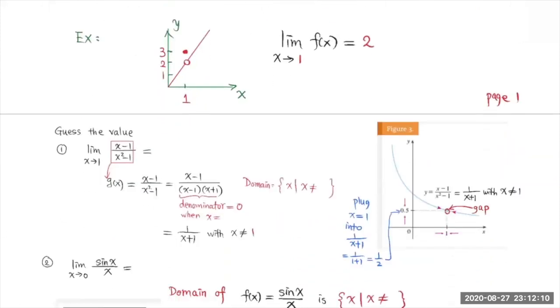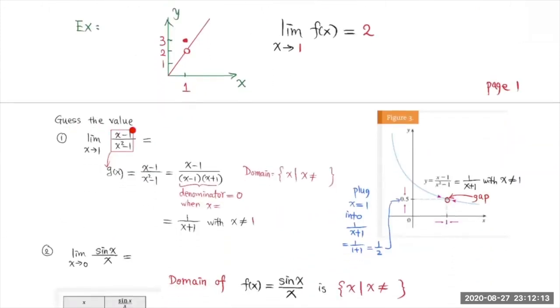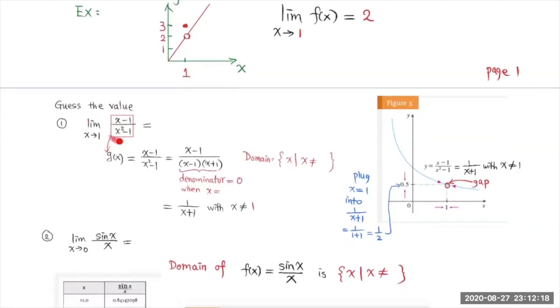Now the next one, let's guess the value for each one of these limits here. Now take a look at this limit. Now think about this. This is a function of x. Let's call it g of x. When you factor the denominator, we'll factor that into x minus 1 times x plus 1. And the x minus 1 is going to divide out.